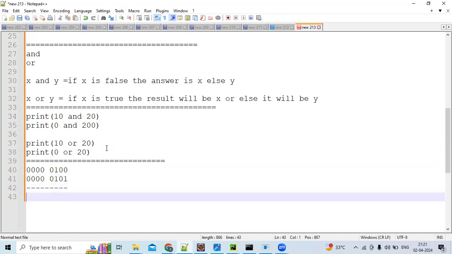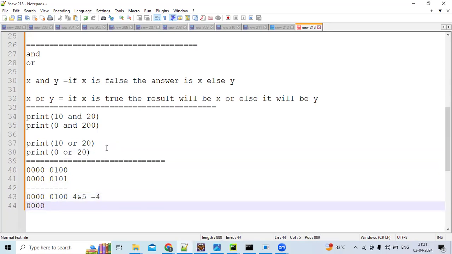Now the OR operator or AND operator, we'll try for both. AND means 0, 1, 0, 0. The AND operator of 4 and 5, how much is it, guys? 4, right? If we go for the OR operator, 1, 0, 1. 4 or 5. Am I correct, guys? So the answer is 5.